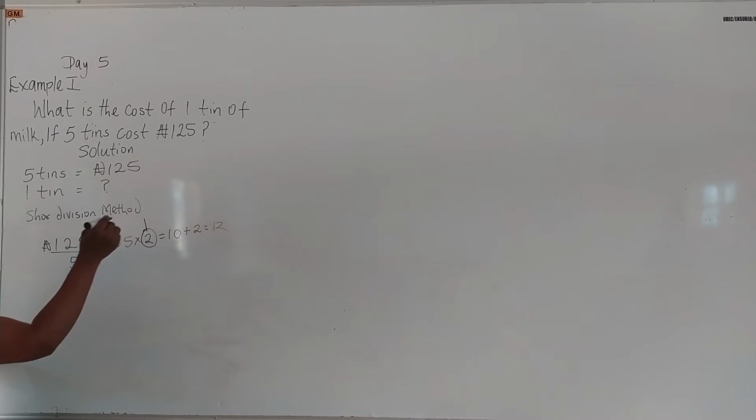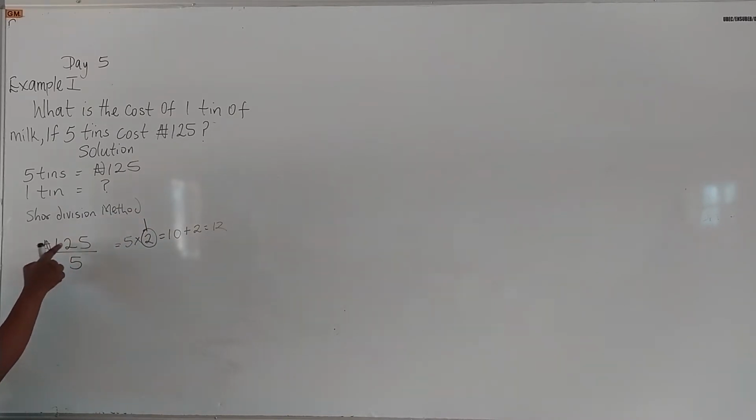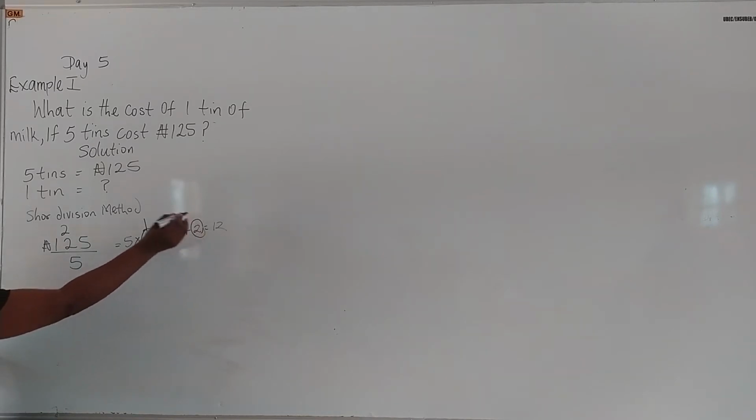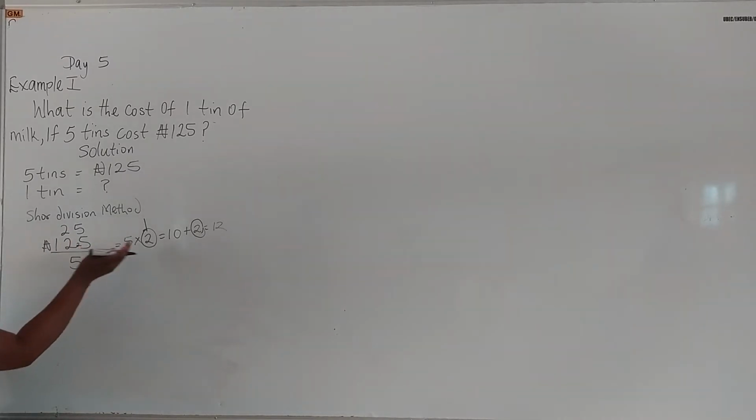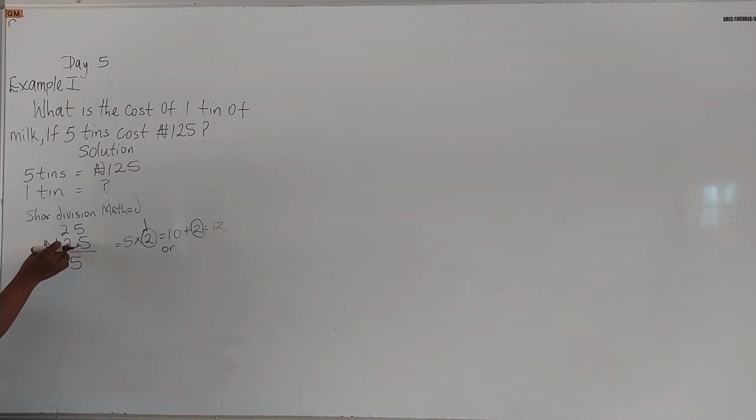This one is the main number. 5 divide 12 will give you 2. And this additional 2 here to get 12 is your remainder. Put it here. 5 divide 25 is what? 25. Okay? Or, if you don't want to use this method, you can also count 5 heads and share 12 to them.